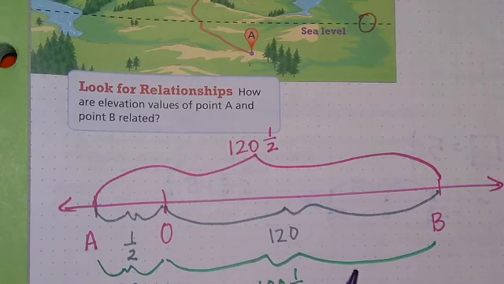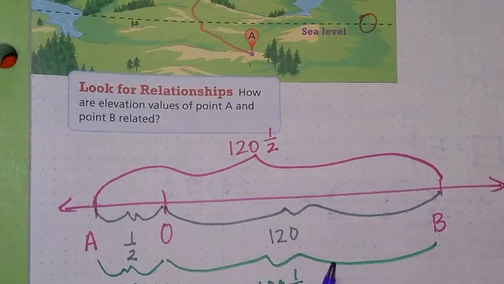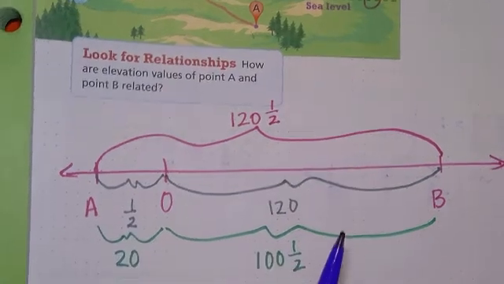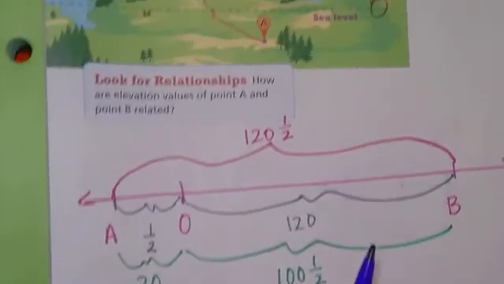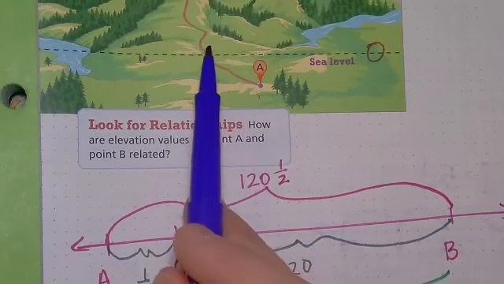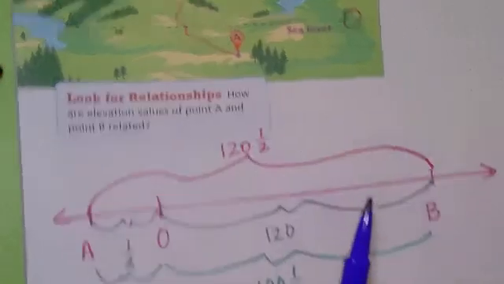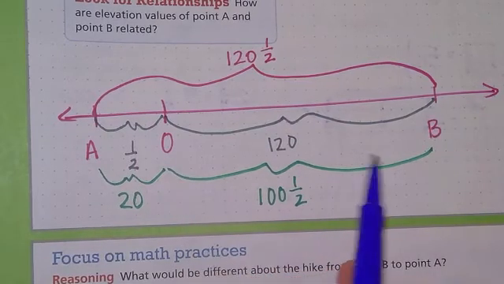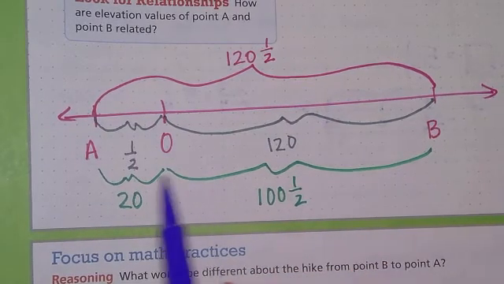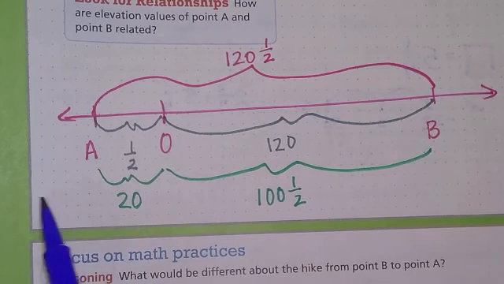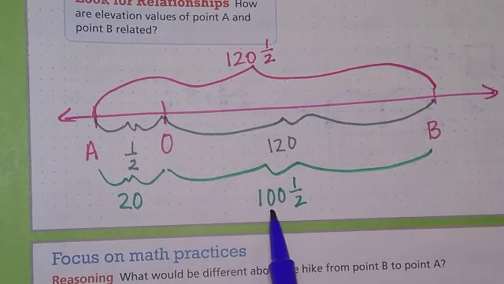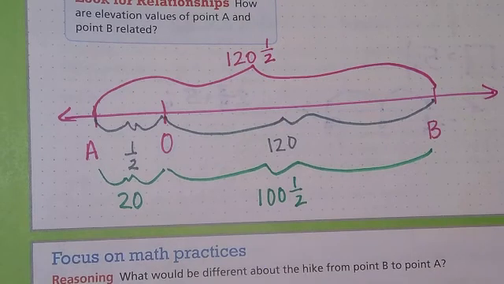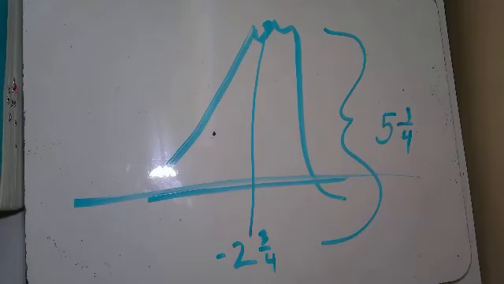Right? So let's just do one more because we're just asked to come up with some possible values. I think something a little more reasonable would be that it's 20 from A to sea level, so this distance is 20. And if this distance is 20, then we have to figure out how far is it from sea level to the summit in order for all of this together to equal 120.5. And so we would know that this would have to be from sea level to the summit 100.5 meters. Okay, let's go ahead and go to the next page.